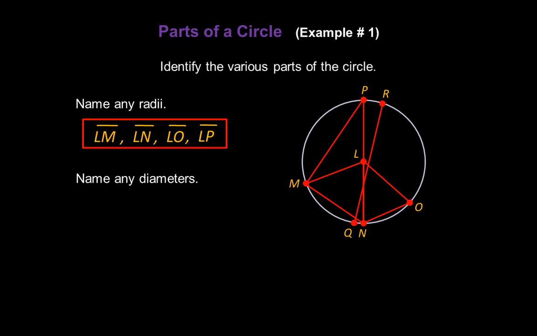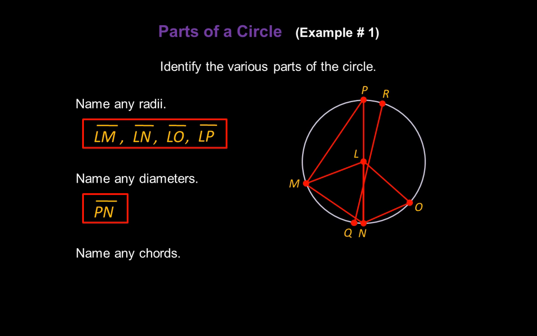Now let's name any diameters. A lot of lines in the circle, but I only see one that goes right through the center. So there's one diameter, and that will be line segment PN. Finally, let's name all of the chords.